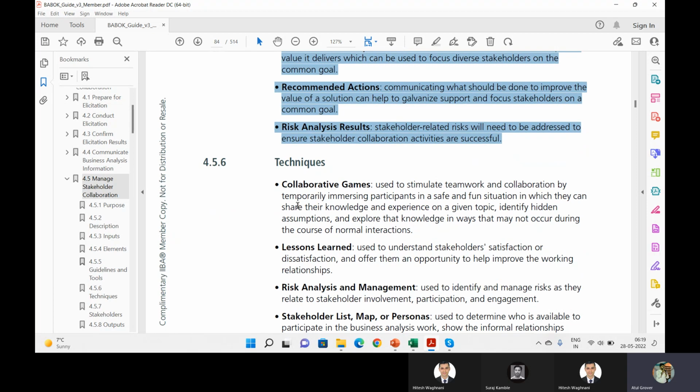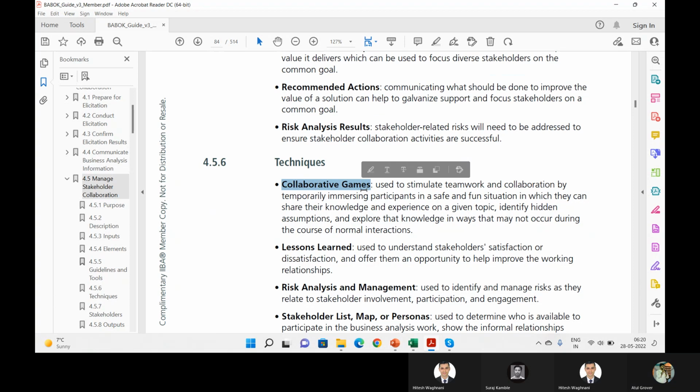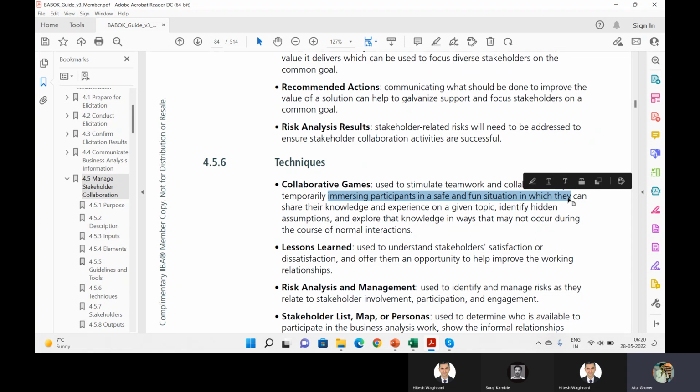ठीक, so what is the technique to do this collaboration part? Collaborative games. Used to stimulate teamwork and collaboration by the temporarily emerging participants in a safe and fun situation. So in this basically, kai baar mujhe pata hai, I am not able to get the requirement clearly. Possible reason can be ki jo stakeholder hai, he doesn't want to show me more information. If I want to get a little more assumptions, a little more information, we do the collaborative games.